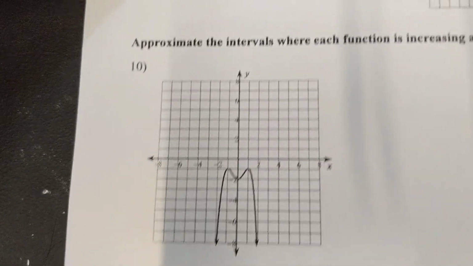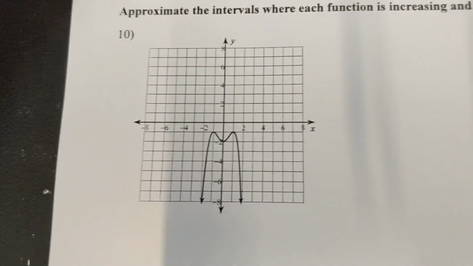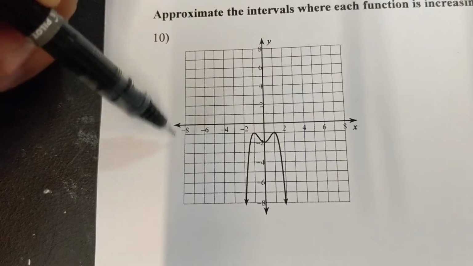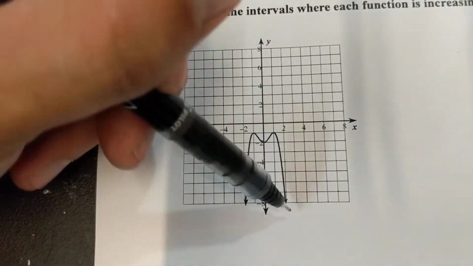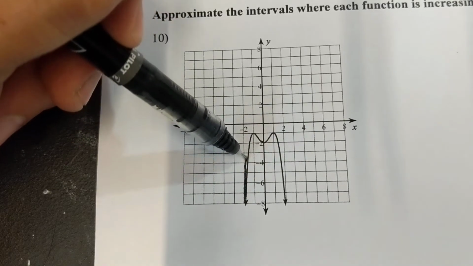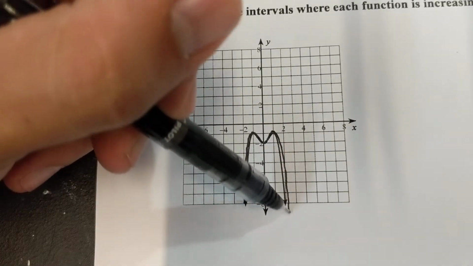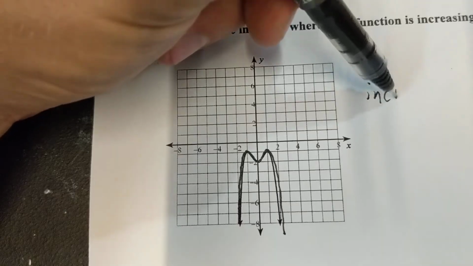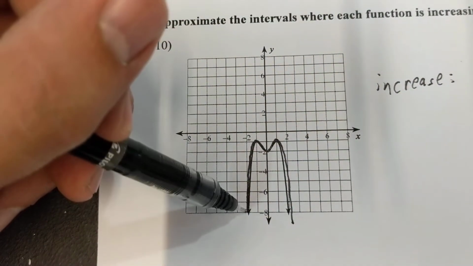Number 10, we have to approximate the intervals where each function is increasing or decreasing. So this one, remember, as the timeline goes by, we're always reading across the page left to right. It's a little timeline here. And so we're saying the function looks like this. It's going up for a while, then down, then up again, then down. And so let's talk about increasing intervals. Where it's increasing would be, it starts out increasing.